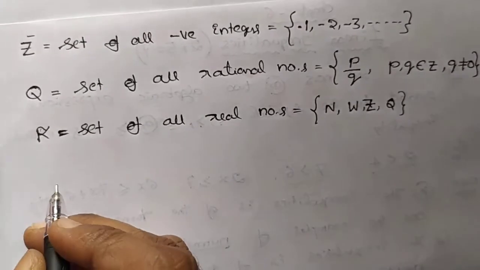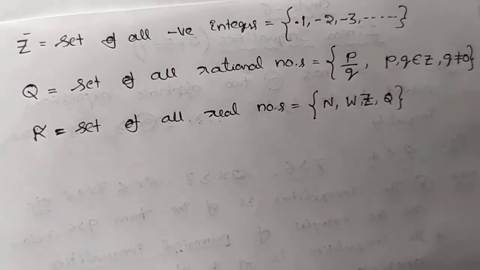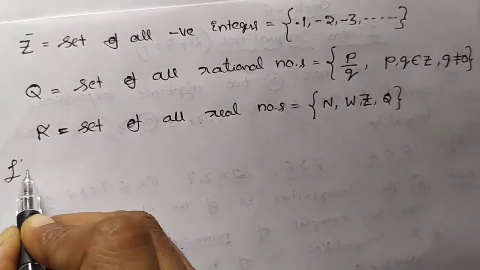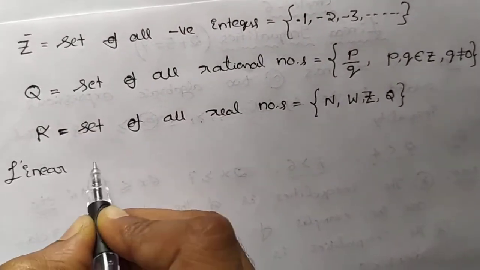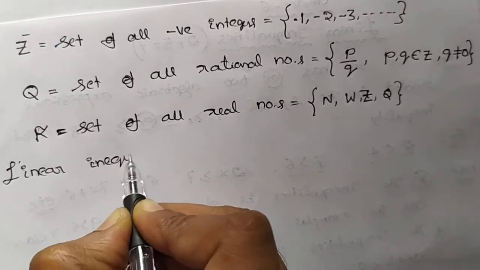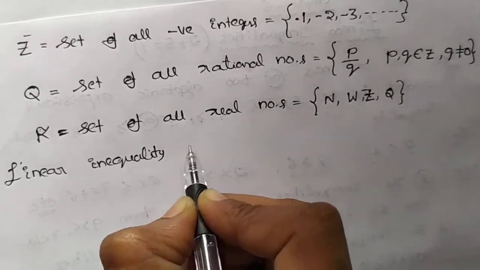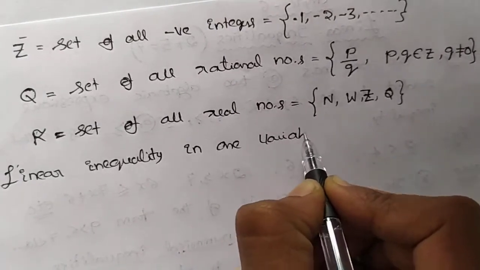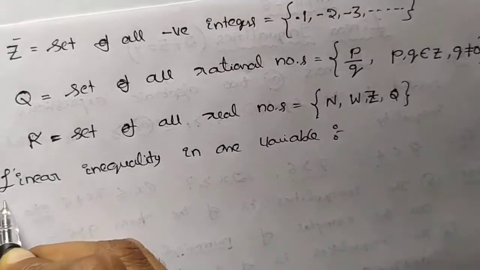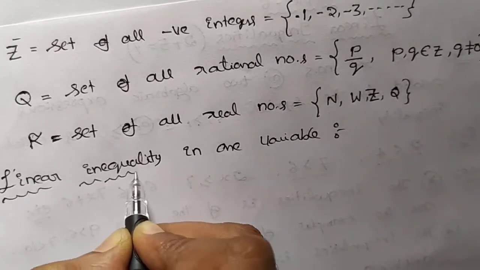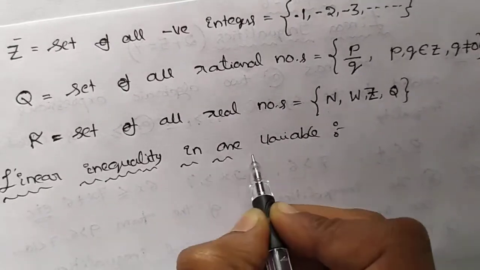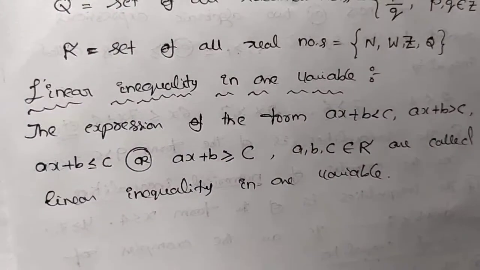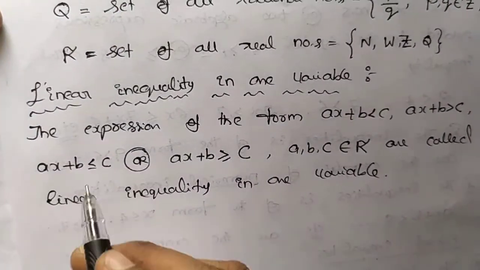Now let us move on to some other definition. Linear inequality in one variable. Now let us discuss what is meant by a linear inequality in one variable.